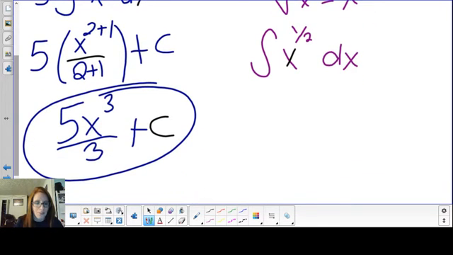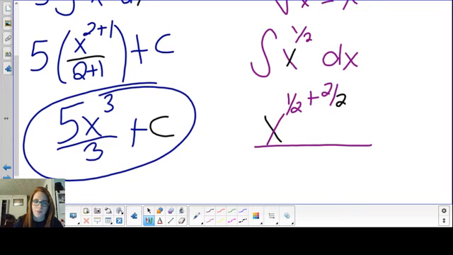So we're going to do the same idea we've done before. We have x to the 1/2. We're going to add 1. Now, would you agree with me that 1 is the same thing as 2 over 2 in this case, since I have a denominator of 2? And we're still going to divide by that same addition problem.